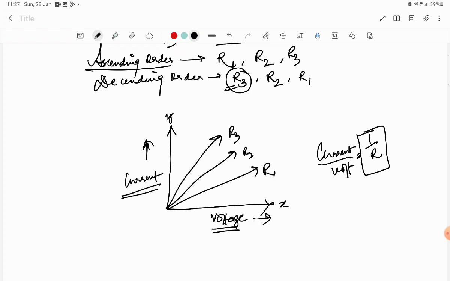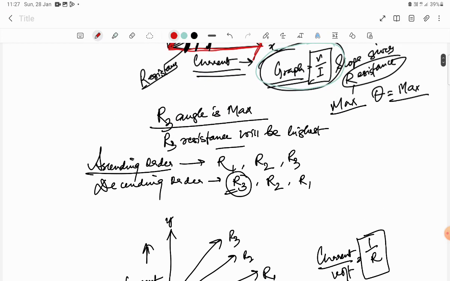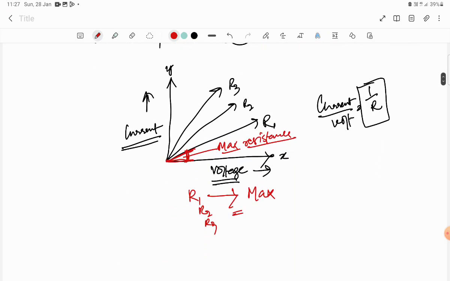Understood. So here we have to check which graph has the least angle. Here R1 has the least angle. So the least angle gives the maximum resistance. Here R1's resistance is max. Then you have R2 and then you have R3. So this is what the question was asking you. Accordingly you arrange it.